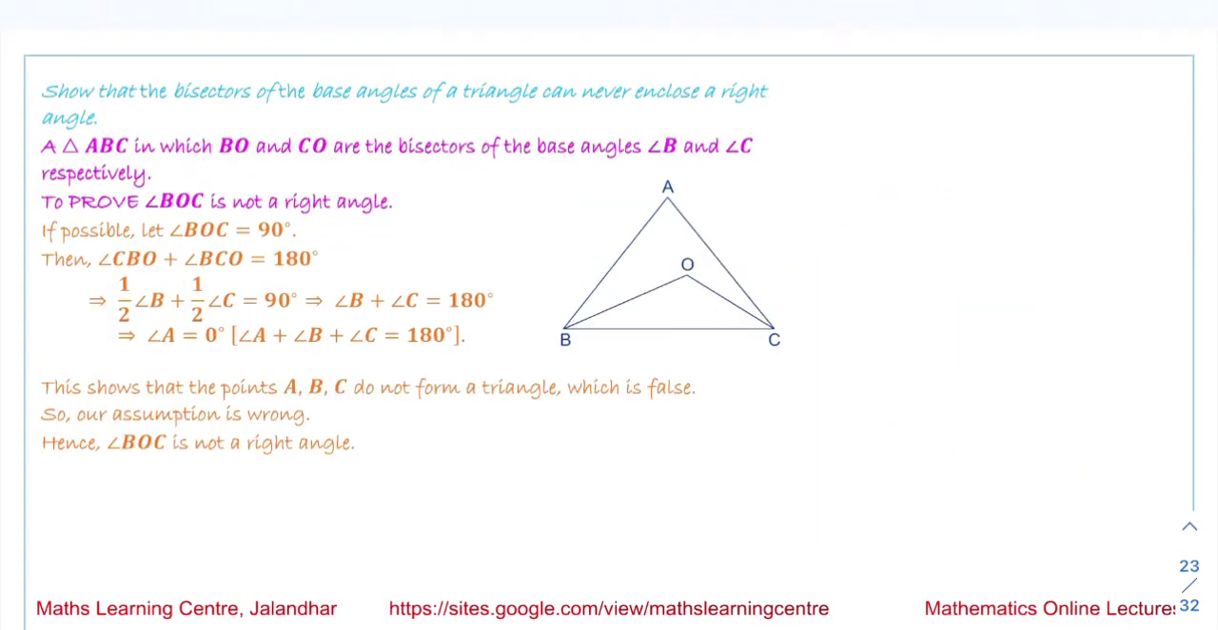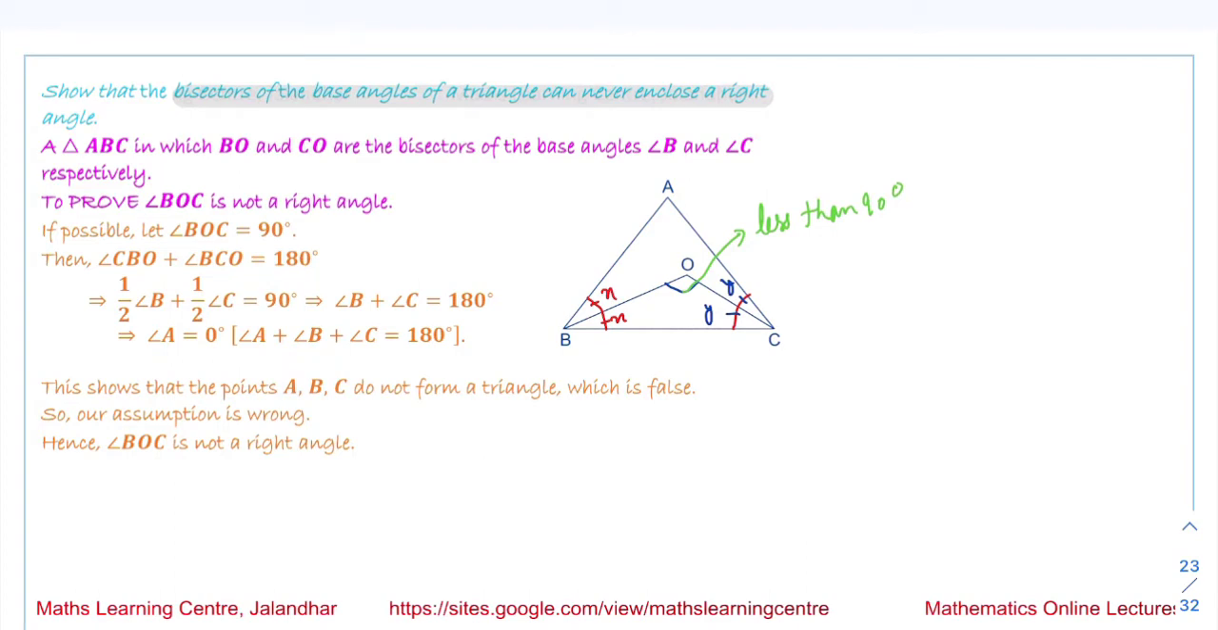Now next we have to prove that the bisectors of the base angles of a triangle can never enclose a right angle. Can never enclose a right angle means it cannot be greater than or equal to 90 degrees. Suppose a triangle ABC is given to us and we have drawn the bisectors of the base angles. Bisector of the base angle means that if this value is x, then this value is x. Similarly, if this value is y, then this value is y. And what we have to prove is that the value of this angle at O is always less than 90 degrees.